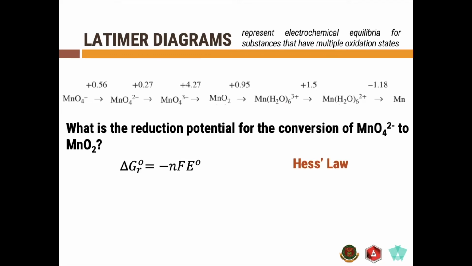However, we can use the delta G. These delta G values are path-independent functions. So if we convert the standard reduction potential E naught values to delta G, and then using Hess's law, we can calculate the total Gibbs free energy needed to convert MnO4 2 minus to MnO2.